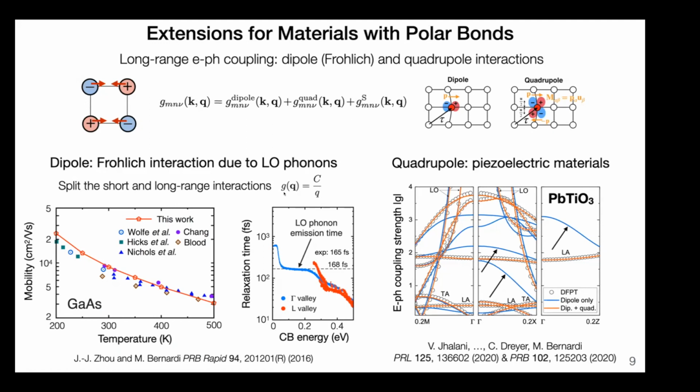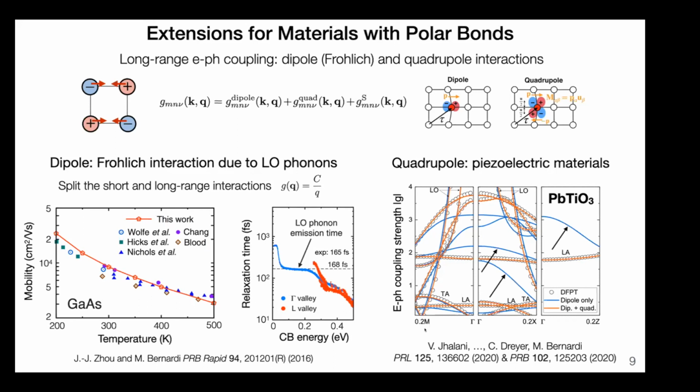Once we have this interaction, for example, we have shown that for polar materials like gallium arsenide, one can compute transport properties such as the mobility as a function of temperature with high accuracy. This is an older paper from several years ago. And with similar accuracy, one can predict microscopic relaxation times of the electrons. For example, you see here that the experimental value for an electron to emit an electron-phonon is 165 femtoseconds, and the predicted value is within 1%.